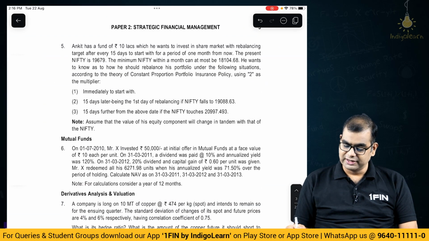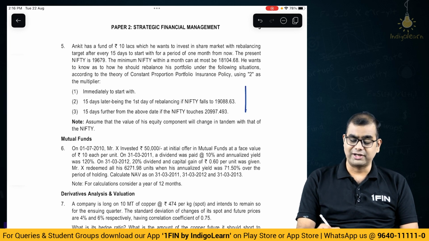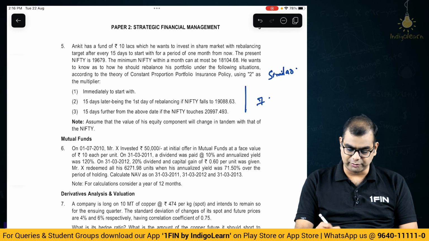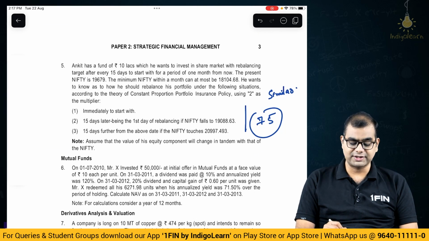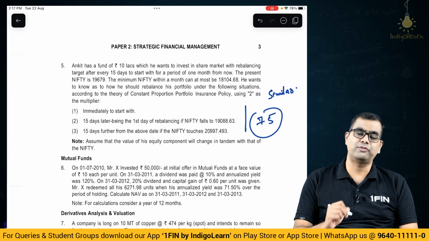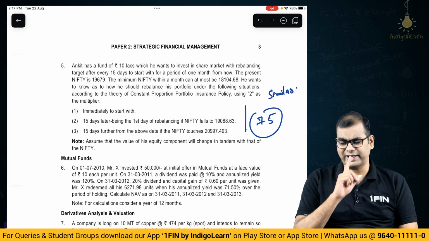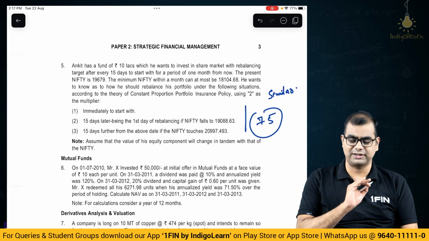Then number 5. This is: Ankit has a fund of rupees 10 lakhs which he wants to invest in share market with rebalancing after 15 days, and so on. This question is very similar. This is not same to same question. This is similar to question number 75 if I am not wrong. Yes, 75. This is the portfolio management chapter. Here we are talking about the concept of rebalancing of a portfolio. So this is question number 75. Not exactly same, but similar question. Numbers are slightly different. Beyond that, there is nothing else.